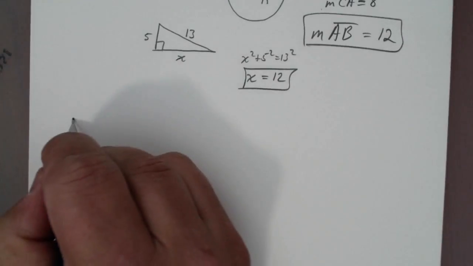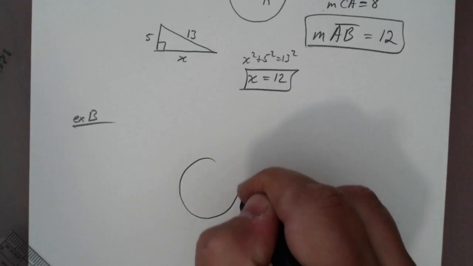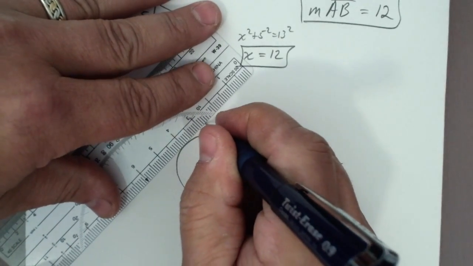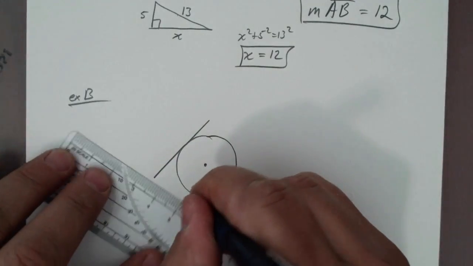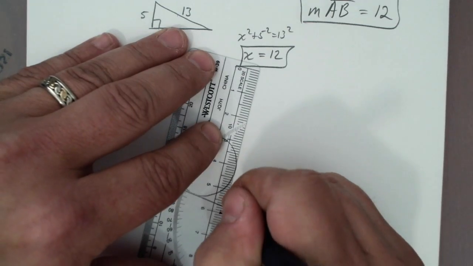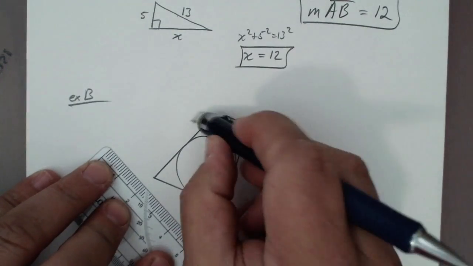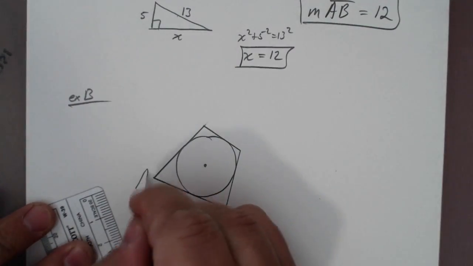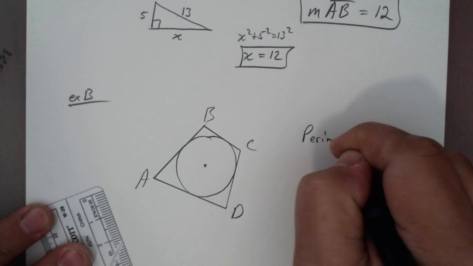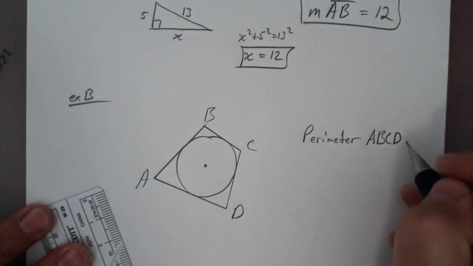The second type of problem is when we have a circle and they give us a polygon around our circle. A lot of times it'll be a quadrilateral. Sometimes it'll be a triangle, but a lot of times it'll be a quadrilateral. They may ask, what's the perimeter of polygon ABCD?